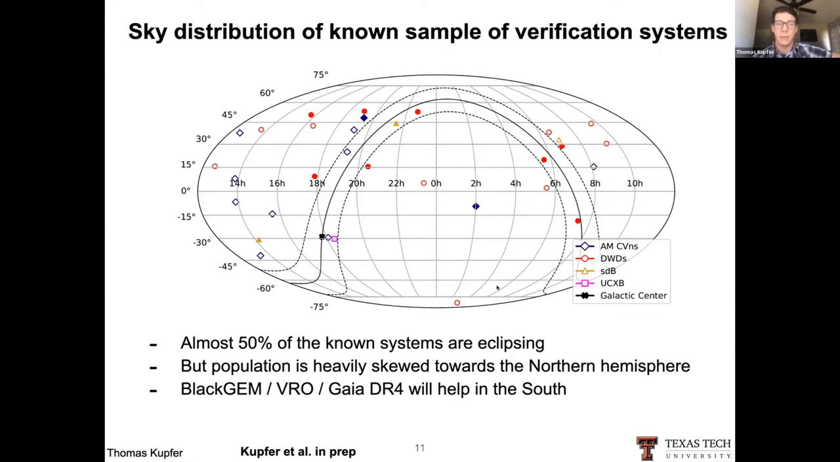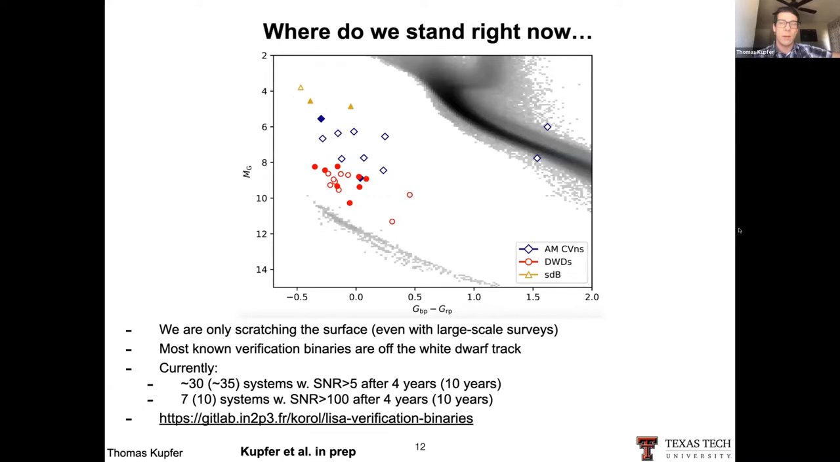And so there's a lot of work being done now starting in the Southern Hemisphere, and also in the future the Vera Rubin Observatory, DR4 will provide photometry across the sky, which will certainly help in the south, and over time will probably do a much better job building up a sample across the entire sky to find these systems. So that's kind of where we are with the sky location.